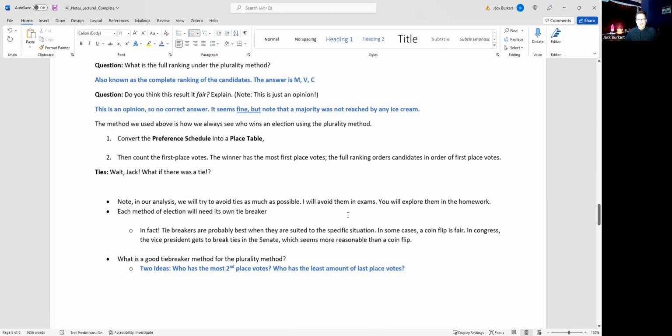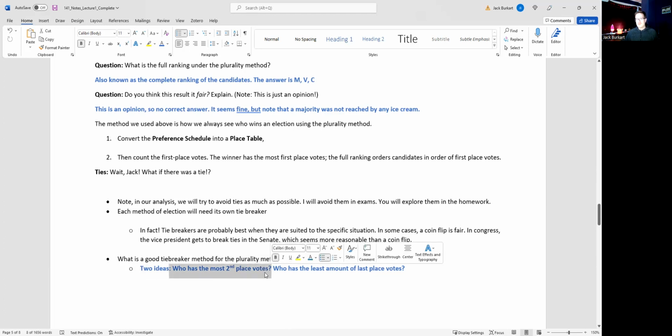So I think they're best when they're situation specific. So maybe in some cases, like if we're debating what pizza we get, maybe at some point we just flip a coin. It's probably not worth having a whole election over it if we use the plurality method to debate what pizza that we want. But in Congress, we decide that the vice president breaks ties. That seems a lot more reasonable than, when we have a 50 versus 50 vote in the Senate, deciding by a coin flip.